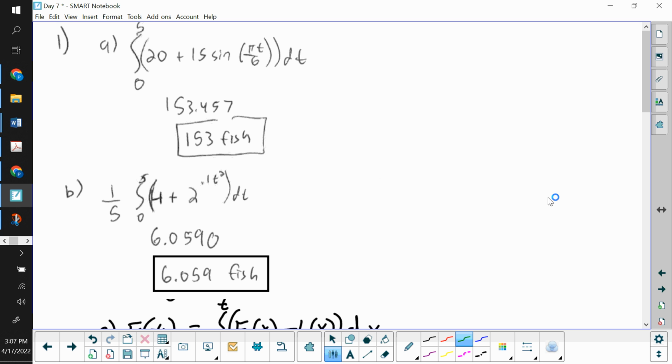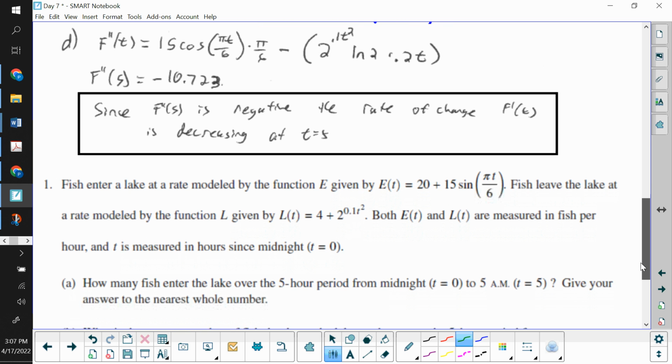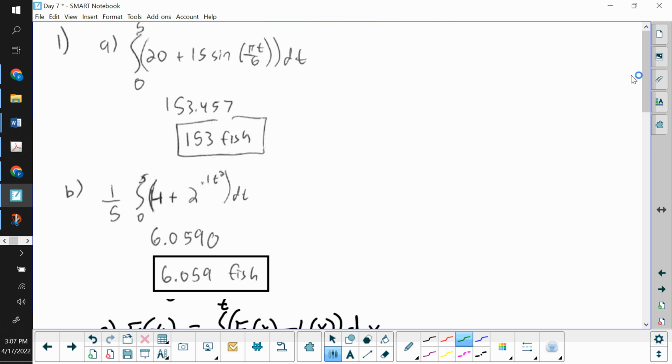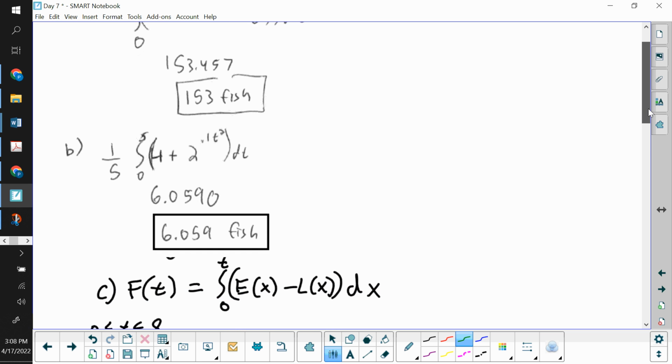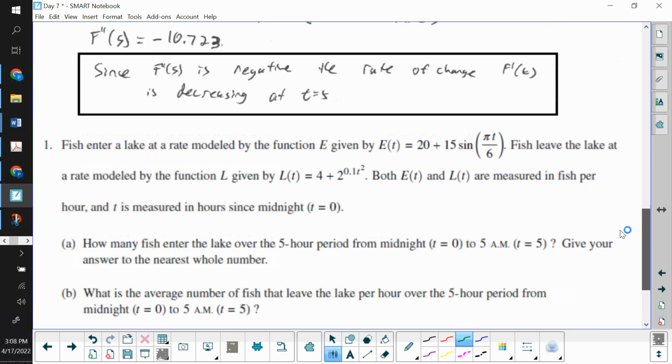Moving over to the free response, there's two easy ones and two hard ones in question one. One wanted to know how many fish enter. So you just do an integral from 0 to 5 of the entering function, sub it in your calculator, round to the nearest fish.